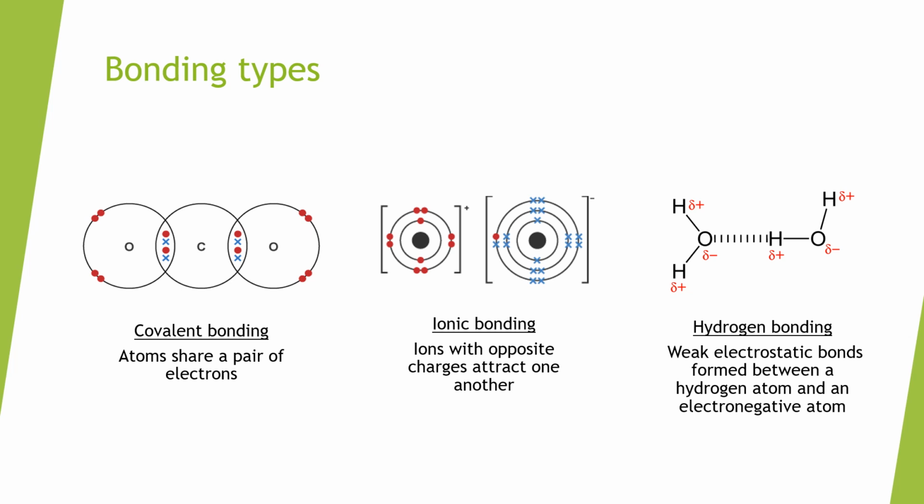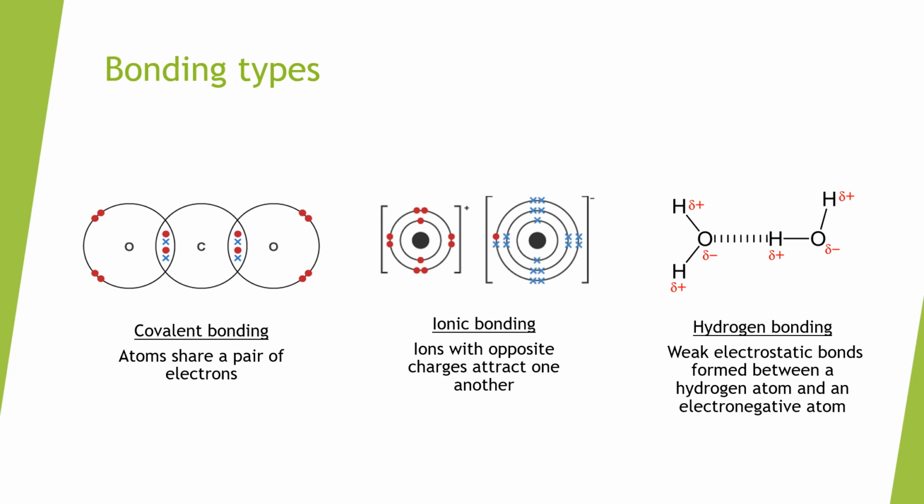Finally, let's discuss hydrogen bonding. Hydrogen bonds are weaker than covalent and ionic bonds, but they are still incredibly important in biology. Hydrogen bonds occur when a hydrogen atom, which is already covalently bonded to an electronegative atom, such as oxygen or nitrogen, is attracted to another electronegative atom nearby.